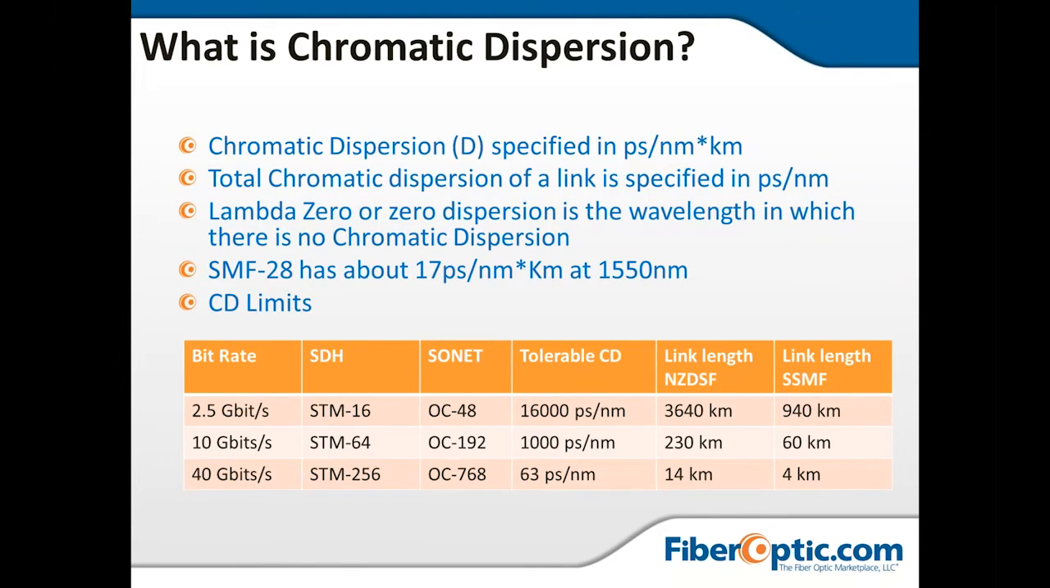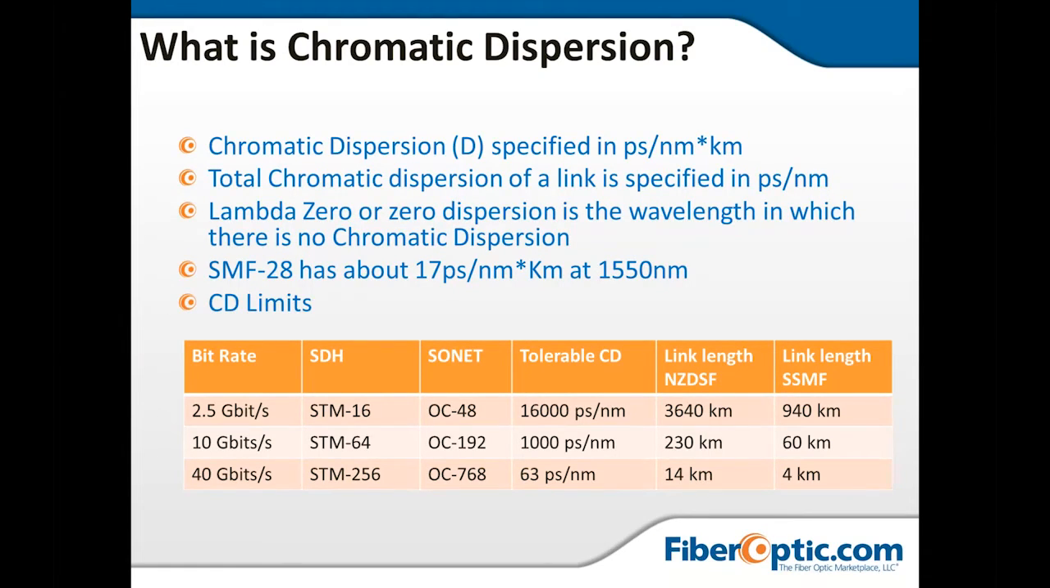picoseconds per nanometer times kilometer. Very often you'll hear it just referred to as so many picoseconds. But it is most commonly picoseconds per nanometer. The lambda zero, or the zero dispersion point, is that wavelength where there is no chromatic dispersion.